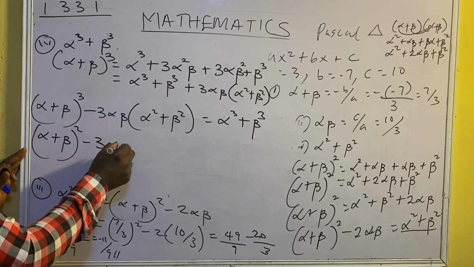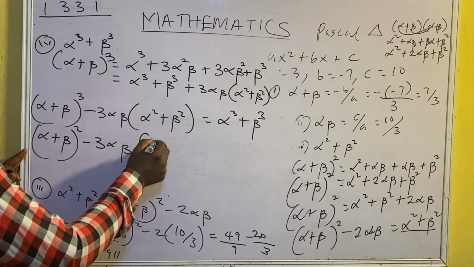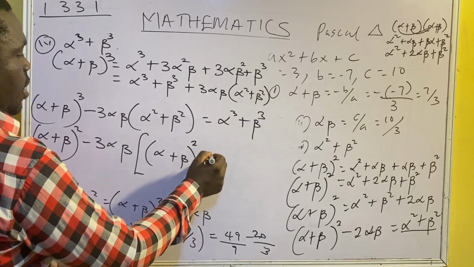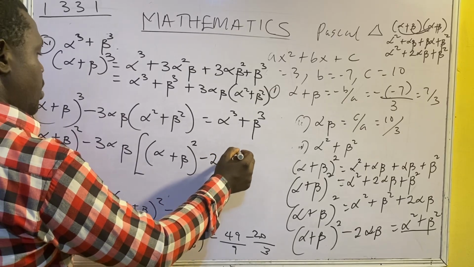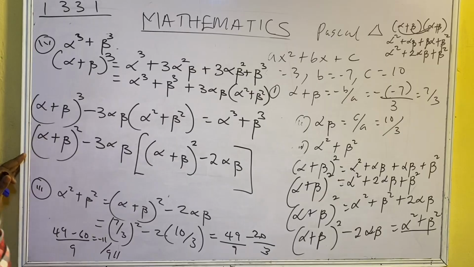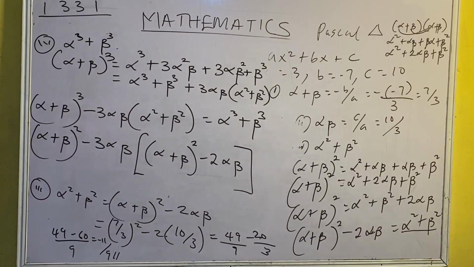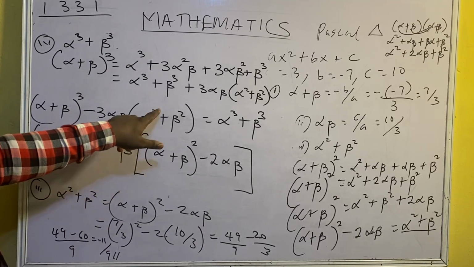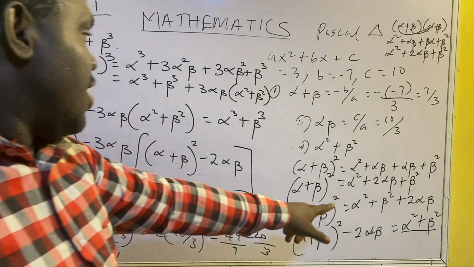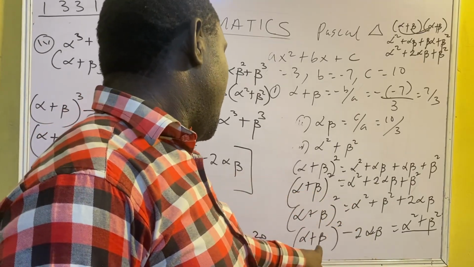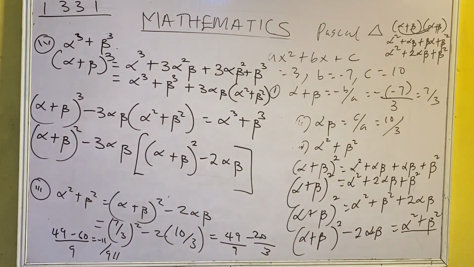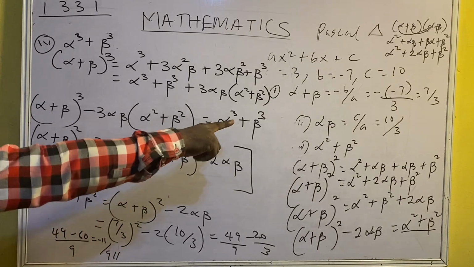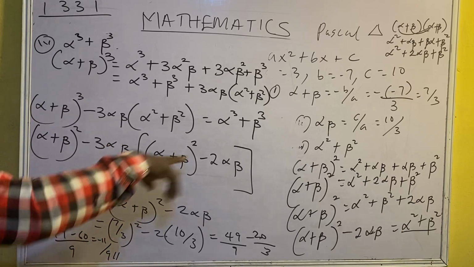So you now say alpha beta. So you have here square 2 alpha beta. Yes, so this is what you have, because the alpha square plus beta square, see it here now, is equal to what? See it here. So this is it. So you cannot substitute. What's the sum of roots? 7 over 3. Product of roots. So you just open the bracket.